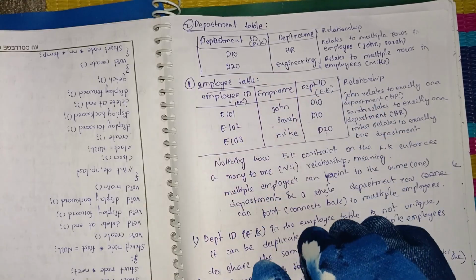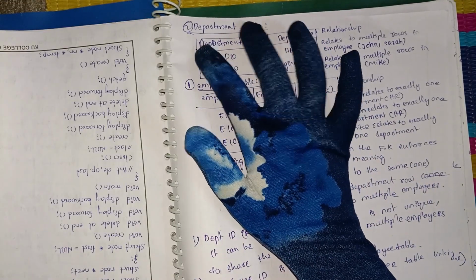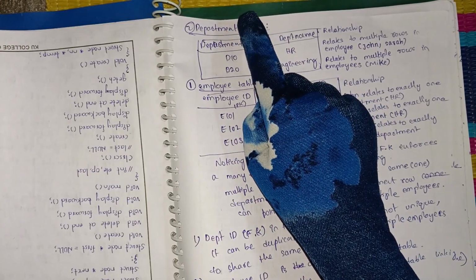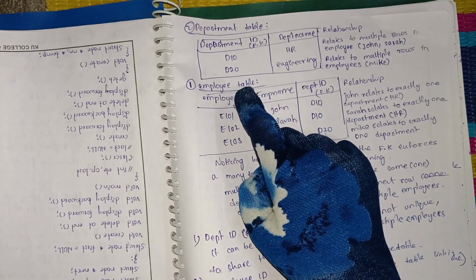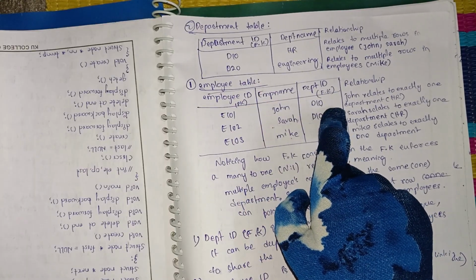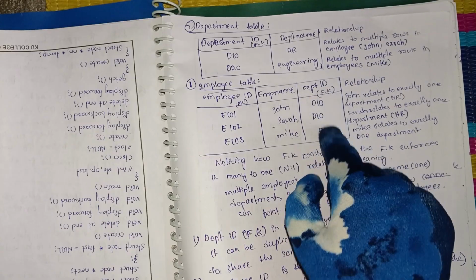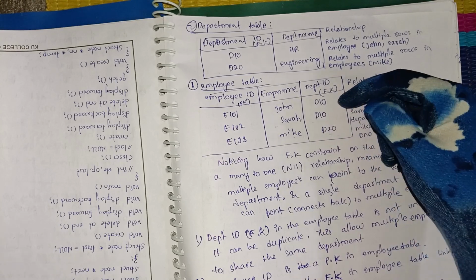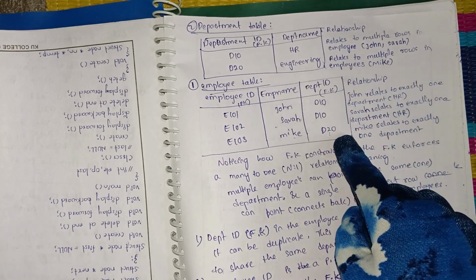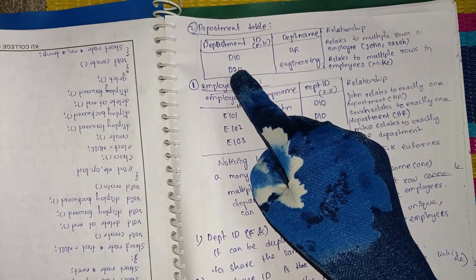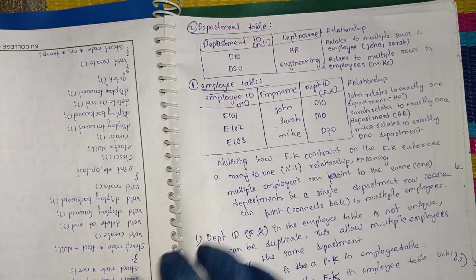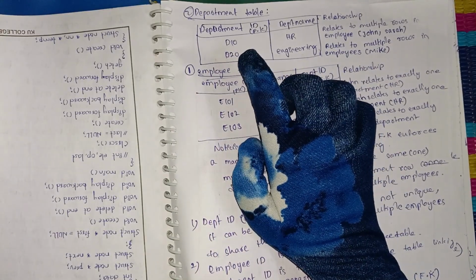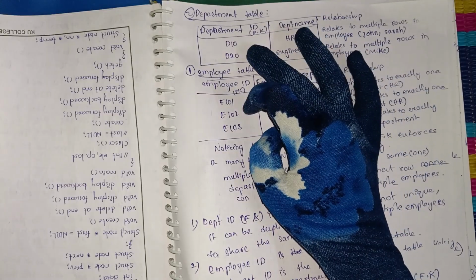Okay, it means we are copying this column from the first table, the department table, to the second, employee table, as a foreign key. A foreign key can contain redundant values. So here D10 is written twice, and D20 is written once. So through this primary key and foreign key, these two tables are related.